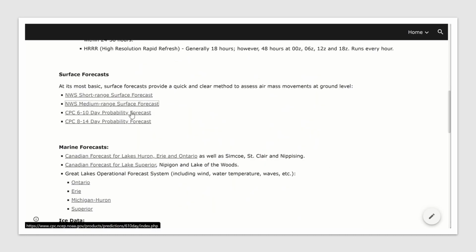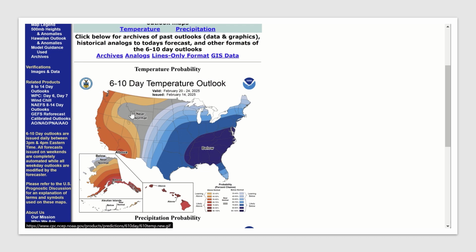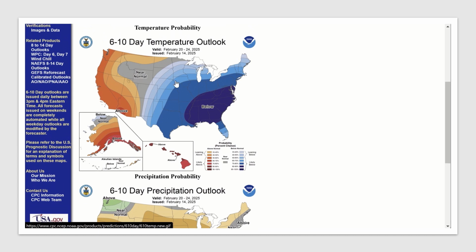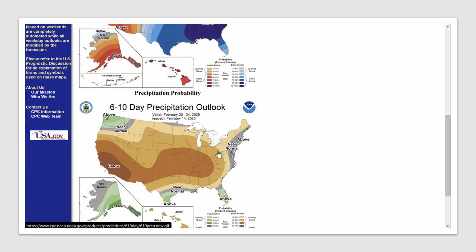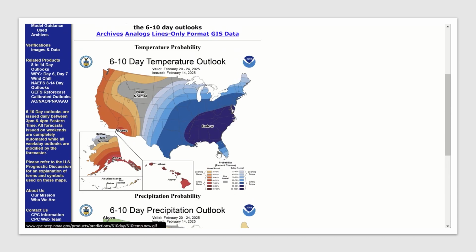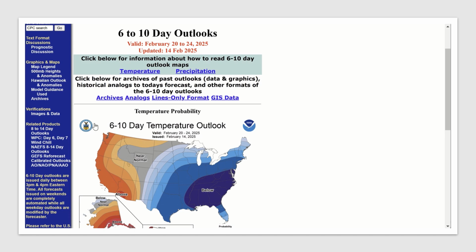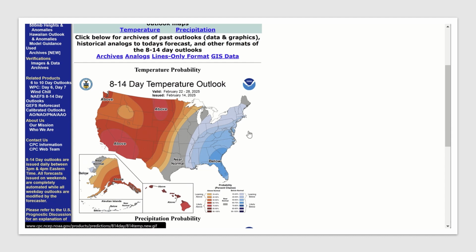And going even further out, they do 6 to 10 day and 8 to 14 day probability forecasts, where you're just looking at the likelihood of above average or below average temperatures, as well as above average or below average precipitation. And again, if you're planning into the future of what might be on its way, it's a really good tool for that. I actually use it quite a bit.